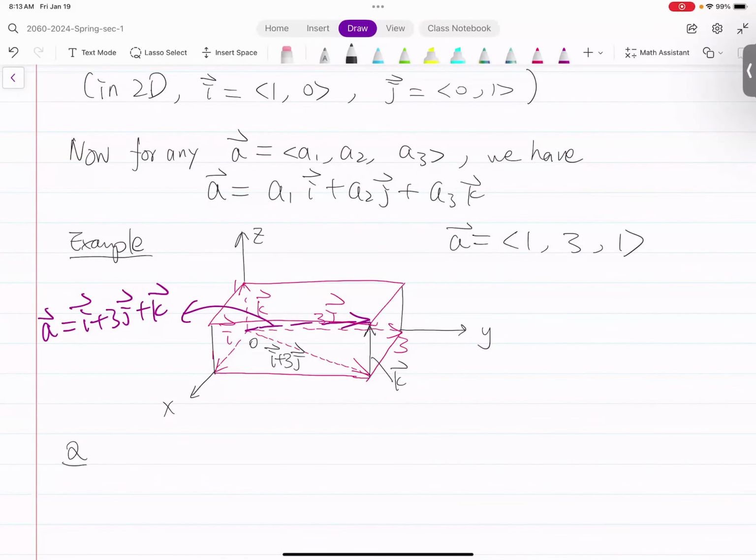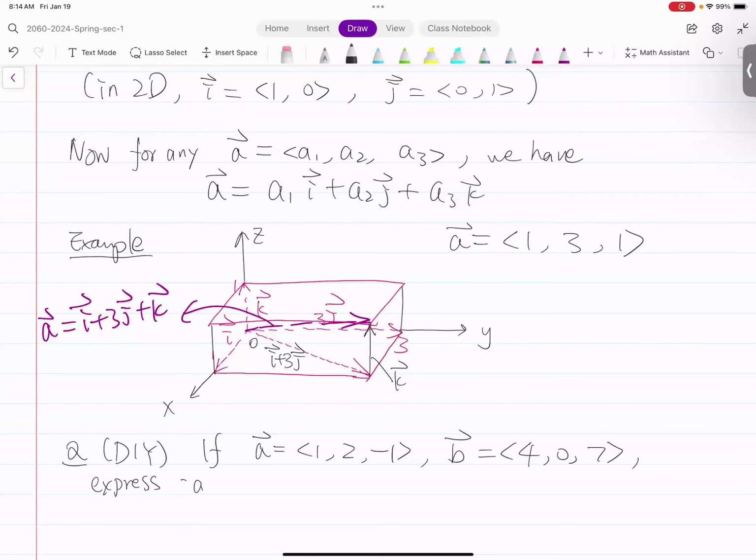Right. So here comes one question. Make sure to double check yourself. If A is a vector that has components 1, 2, -1, and B is another vector that has components 4, 0, 7, express 2A plus 3B in terms of i, j, k, the standard basis.